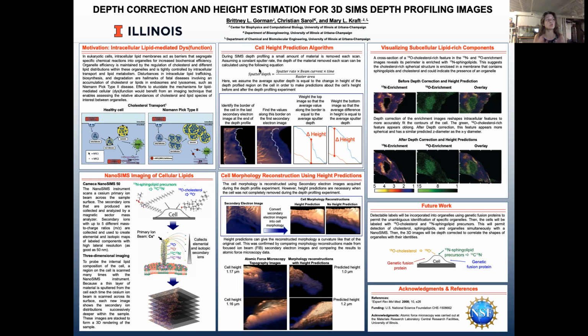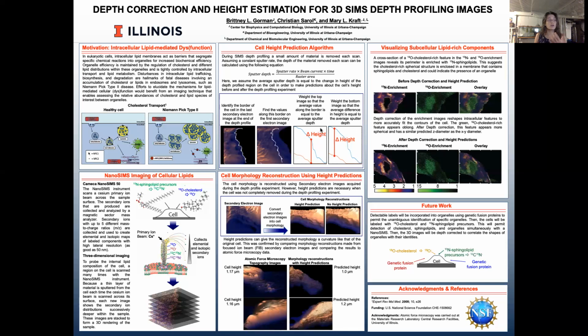The first step is to predict the height of the cell that we are trying to depth correct. And so in this, we utilize the sputter depth in order to correlate that with the pixel intensities within the secondary electron images. So the first step is to detect the border in the last depth profiling image. Find that same border in the first image and set that border to equal the height of the sputter depth during the depth profiling experiment.